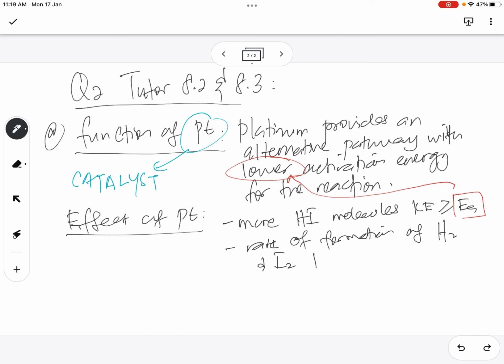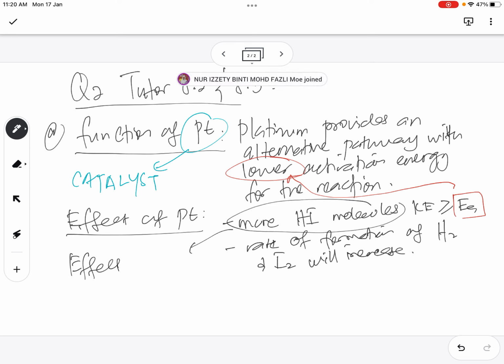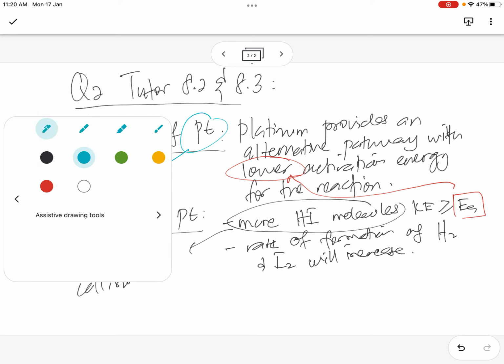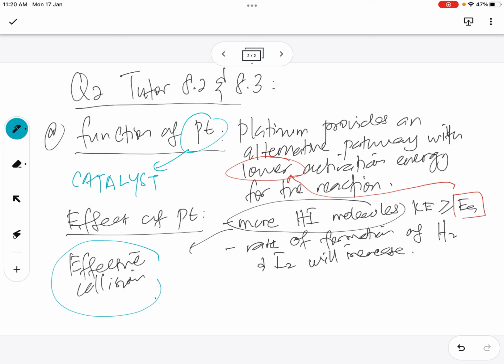Okay, will increase. Obviously, because when more molecules have energy equal to or greater than activation energy, these more molecules will eventually cause effective collision, and this effective collision will lead to the rate of formation of hydrogen and iodine being increased, obviously. Okay, that is part A.